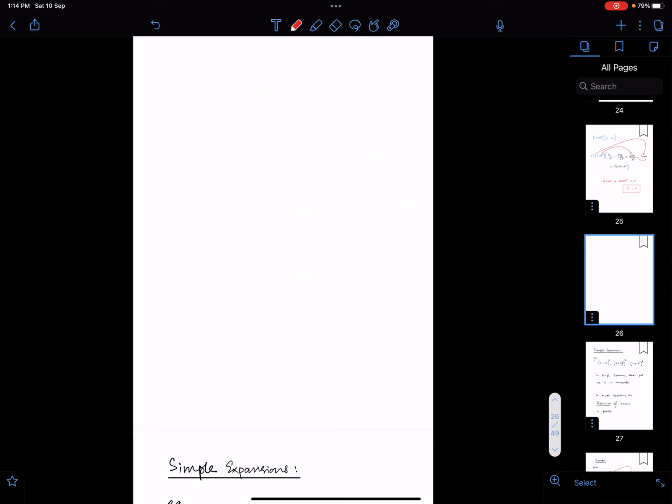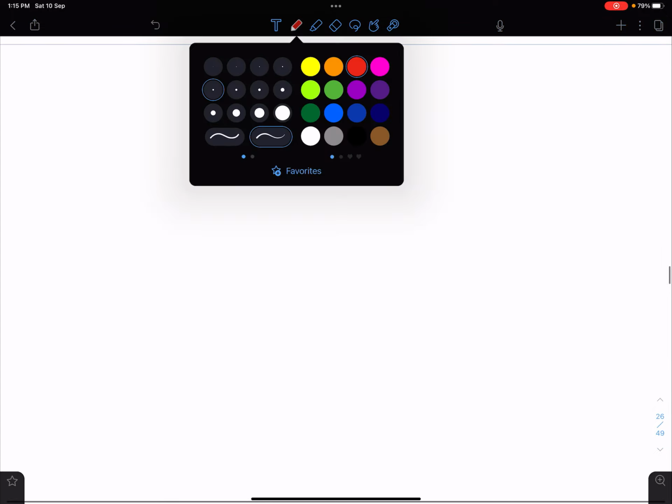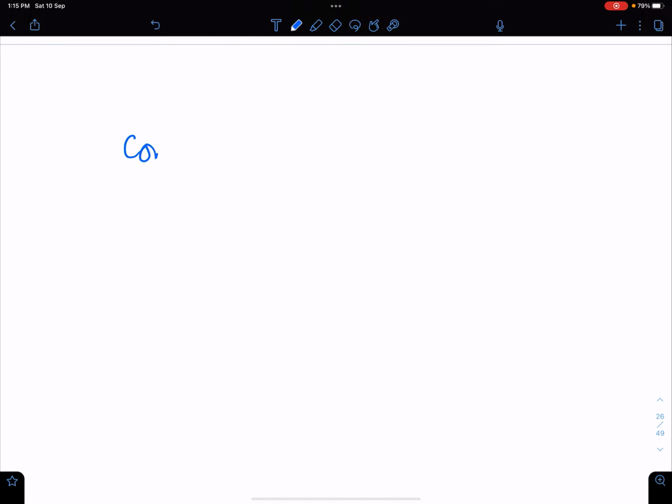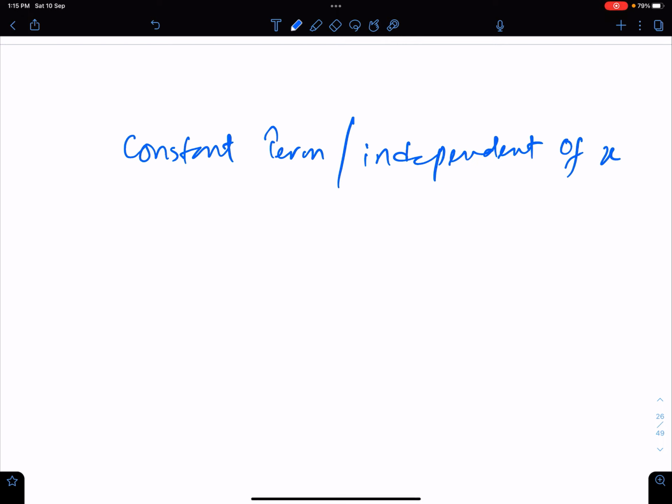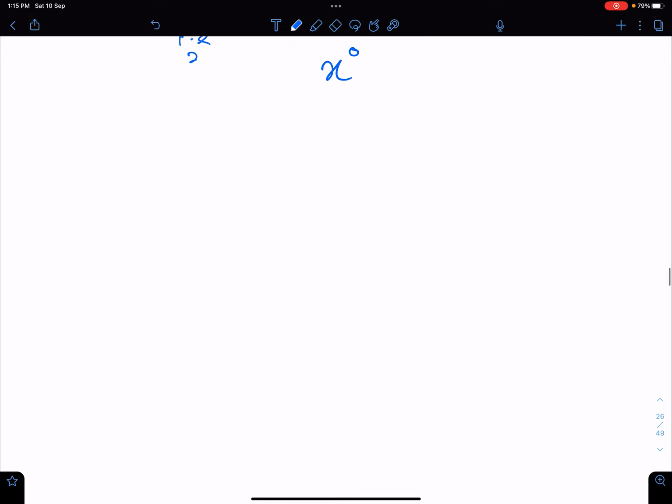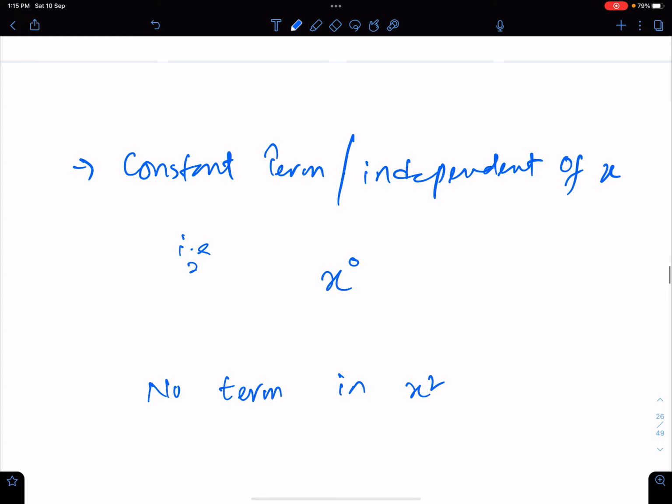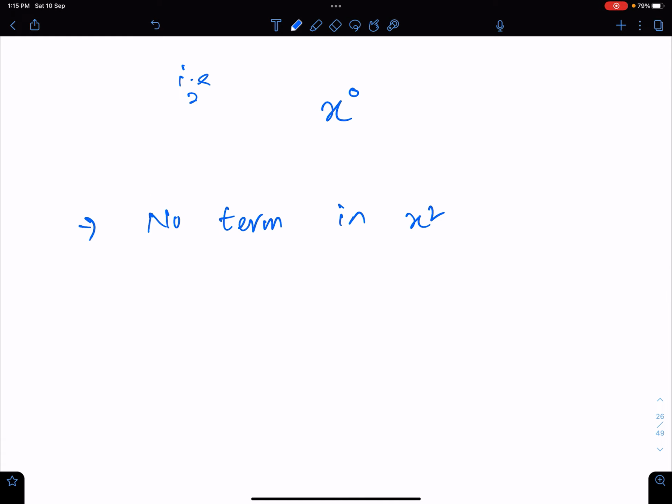Now some important things. If they say find the constant term, constant or independent of x, they both mean x power 0. Well, if they say no term in x square, this is the second statement, no term in x square, this means the coefficient of x square is 0.